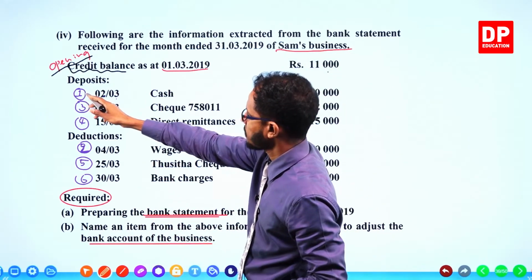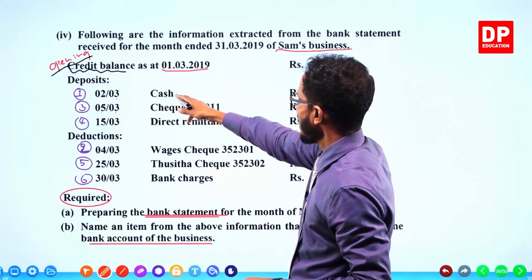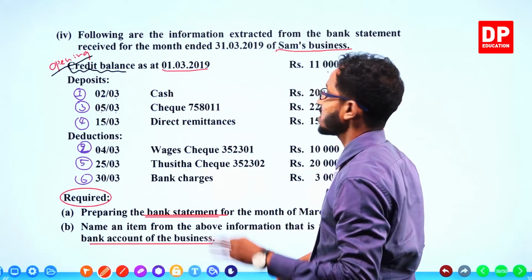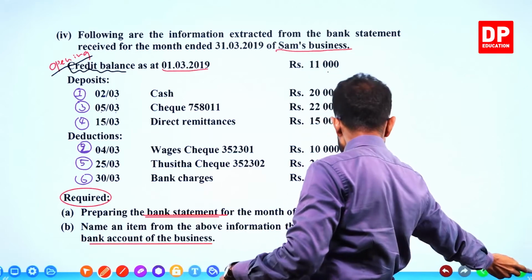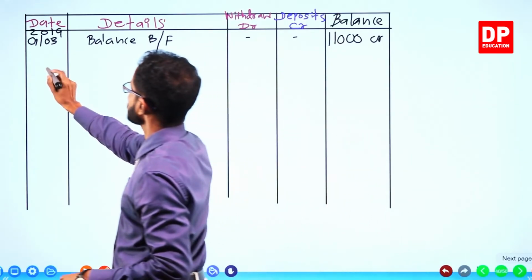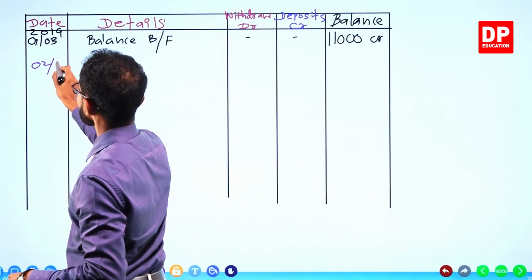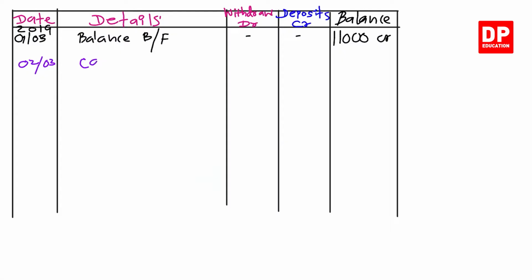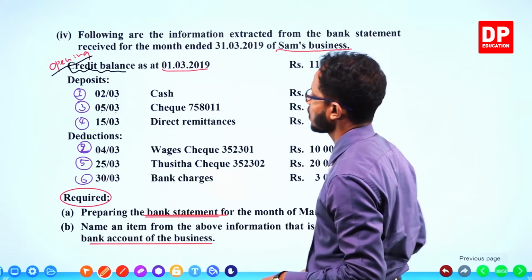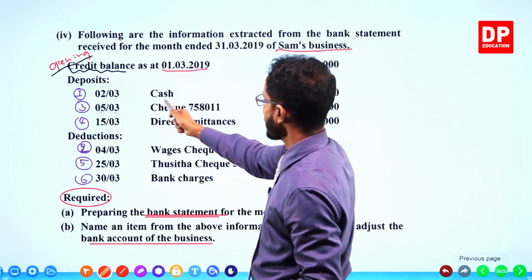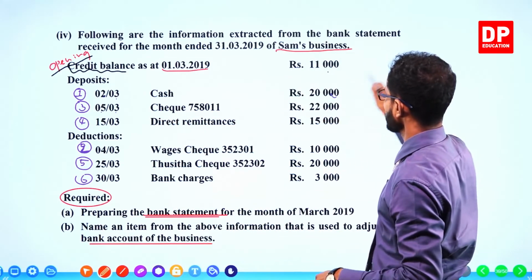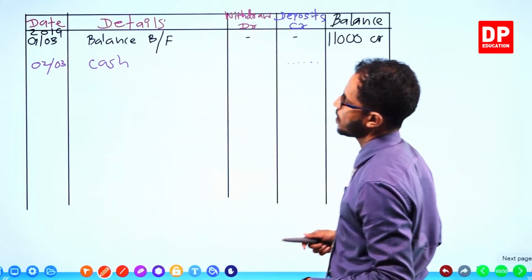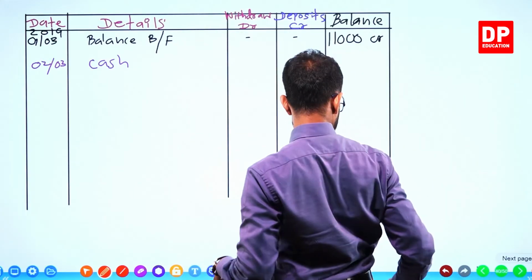Enter the first one. 2nd March. Cash, 20,000. It's a deposit, so it should be credited. 2nd March, cash deposit. How much should be credited? 20,000.